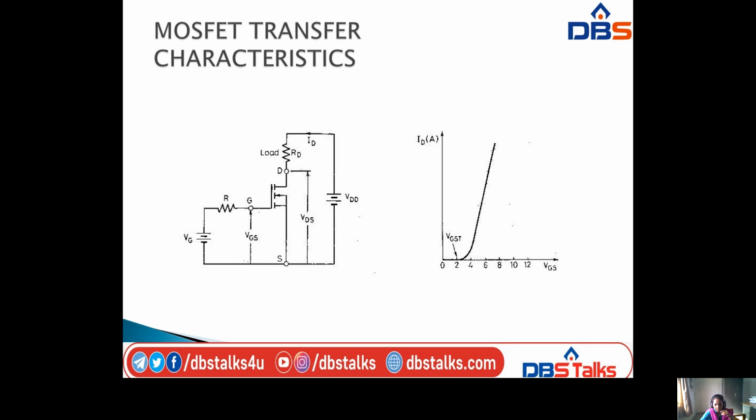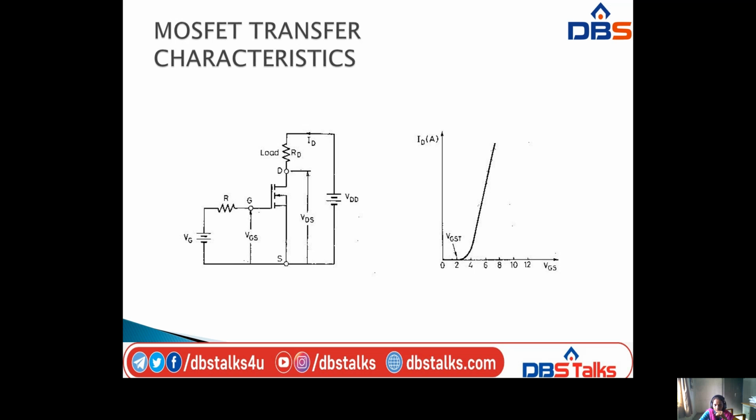So MOSFET transfer characteristics. The transfer characteristics will be obtained between VGS and ID. VGS means voltage between gate and source, and ID is the drain current. So this is the MOSFET equivalent circuit for obtaining the transfer characteristics, with supply voltage VDD and drain current ID. Drain current versus VGS, so output current versus input voltage, the curve will be like this.